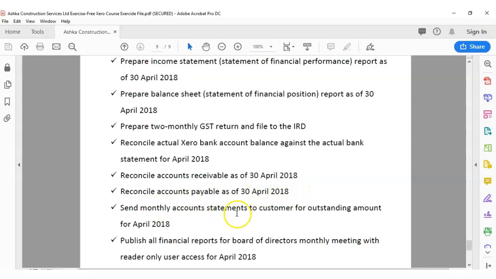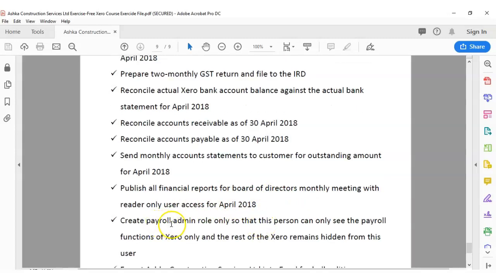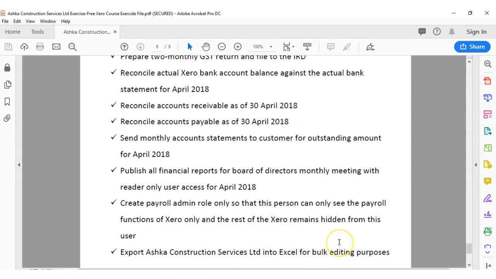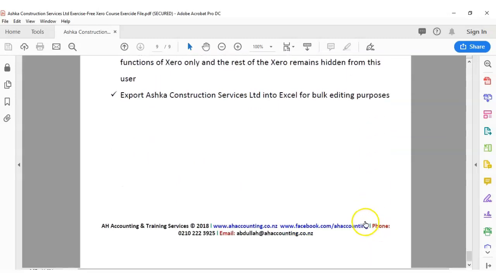Send monthly account statement to customer for outstanding amount for April 2018. Publish all financial reports for Board of Director monthly meeting with read-only user access for April 2018. Create payroll admin role only so that this person can only see the payroll function of Xero only, and the rest of the Xero remain hidden from this user. Export Ashker Construction Services Limited into Excel for bulk editing purposes.